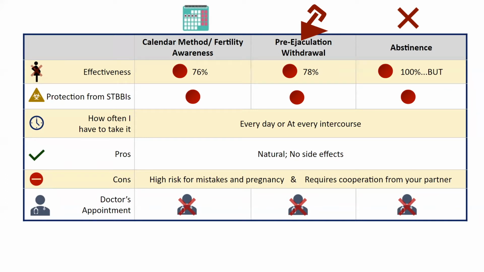The abstinence method is when the individual does not have intercourse at all. It is 100% effective, but is it realistic? All of these methods do not protect against STBBIs. The advantages are that they are natural and that there are no side effects, but the disadvantages are that they are high risk for mistakes, which can lead to pregnancy, and they require cooperation from the partner. These methods do not require a doctor's appointment or a prescription.